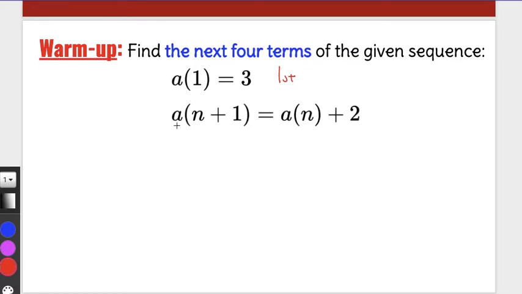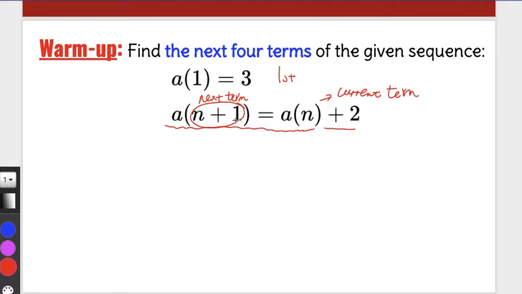This kind of symbol can be confusing because sometimes you're not used to seeing it. You may wonder, is an meaning a times n or something like that? So I just want to remind you, n stands for the current term. And for n plus 1, you can consider this the term after the current one, which is the next term.